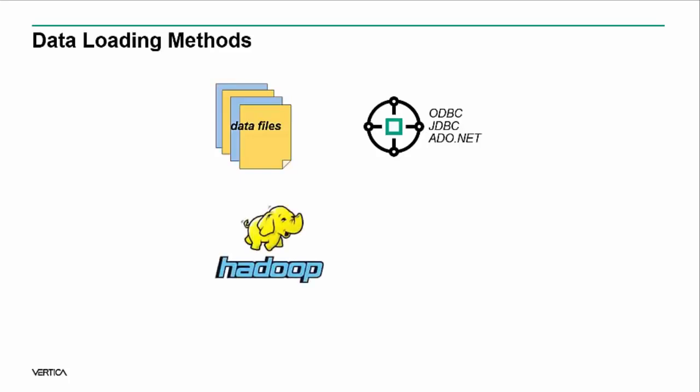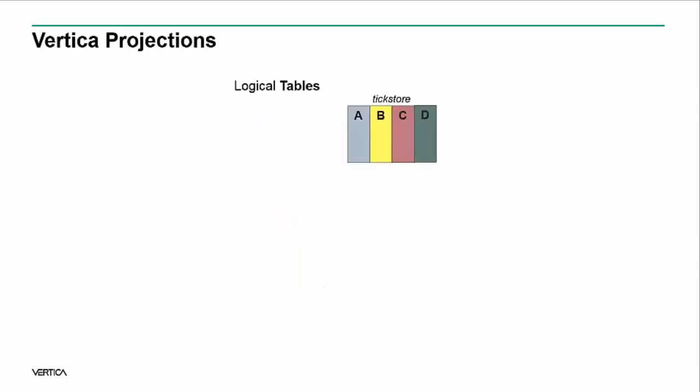We can connect to a Hadoop database or move data from Hadoop into Vertica. We can even load real-time streaming data using Apache Kafka. This video covers how Vertica manages to quickly load and store data from any source using a hybrid data storage model.